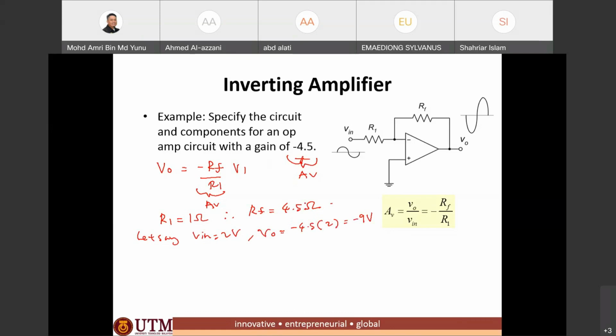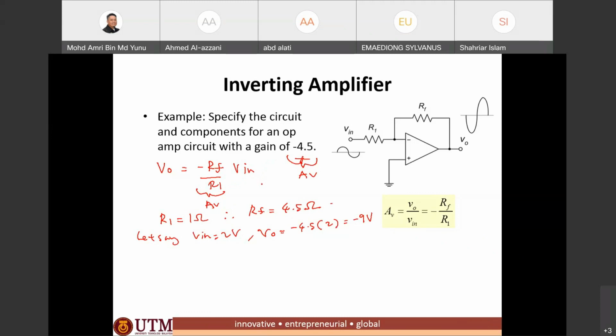Please, Prof, what's the meaning when the gain is equal to a negative value, like now minus 4.5? Does that mean V out will be bigger than V in when the gain is negative, but if it is positive, it will be lower than V in?